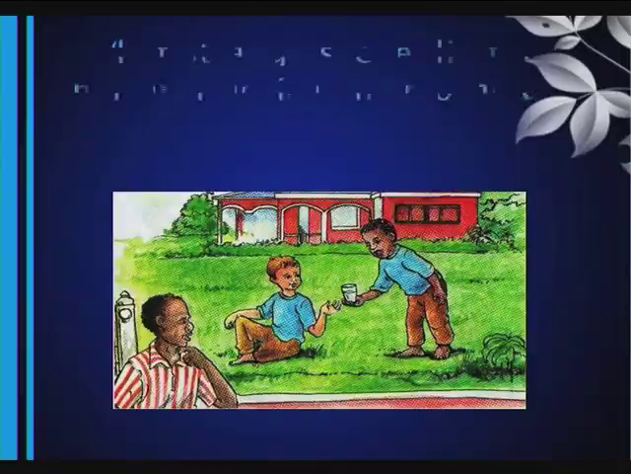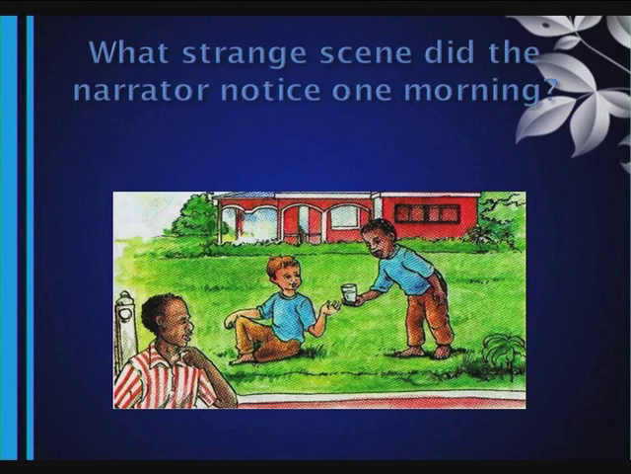In the lesson Jamaican Fragment, what was the regular routine of the narrator? The narrator used to walk for half a mile from his home to the tramcar lines. And what strange scene did the narrator notice one morning? Watch the video, children. The students are going to answer these questions.